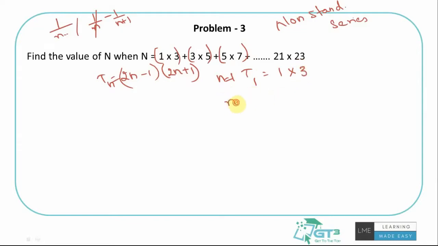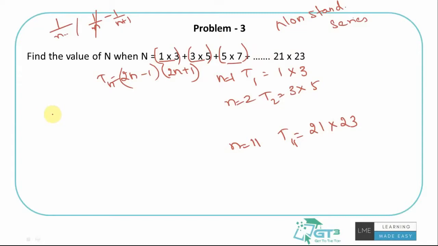n is equal to 2. The second term is 2 2s are 4 minus 1 is 3, 2 2s are 4 plus 1 is 5. See, this is what we are getting here, right? What will this be when n is equal to 11, t11? 2 into 11, 22 minus 1 is 21 into 22 plus 1 is 23. So basically these are 11 terms and I need to find the sum of them.